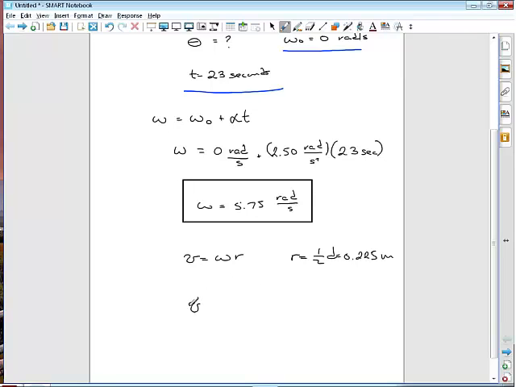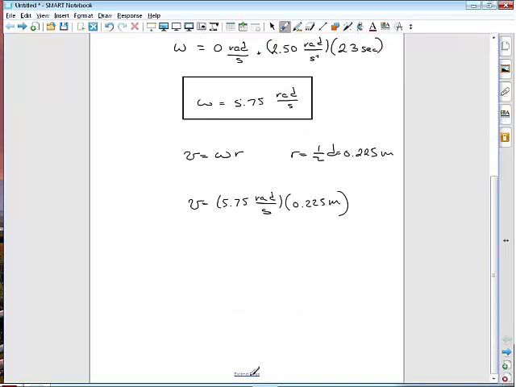So our linear speed, we just take what we just calculated, 5.75 radians per second, and we multiply by the radius of 0.225 meters. And radians, again, is dimensionless, so when we multiply these together, we get meters per second. So 5.75 times 0.225 is 1.29 meters per second.